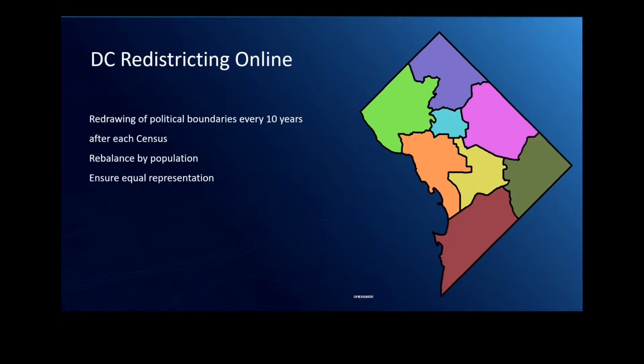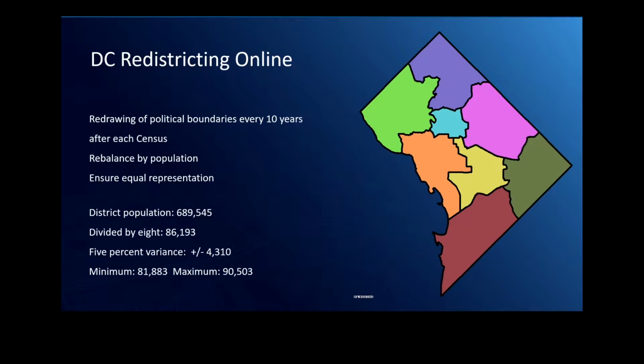So let's look at some numbers we'll need to keep in mind in order to do this. The district's population, according to the 2020 census, is 689,545 people. Since we have 8 wards, if we divide that number by 8, the mathematically ideal population for each ward would be 86,193 people.